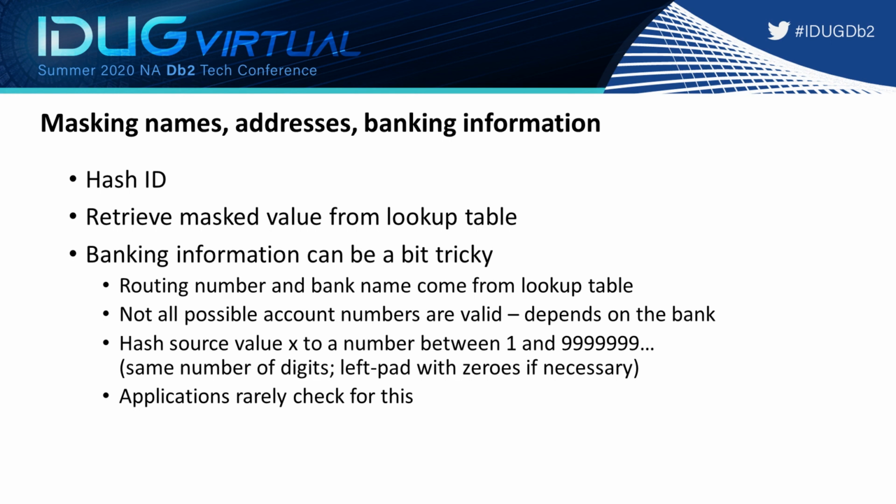Different banks have different rules how the account number must look. They may have different lengths, they may or may not have check digits, so it's really a bit tricky. In practice, however, applications usually do not do validity checks on the account number, so what we can do is use some clever math to generate a masked account number that has the same number of digits as the real account number, and then we'll just use that.